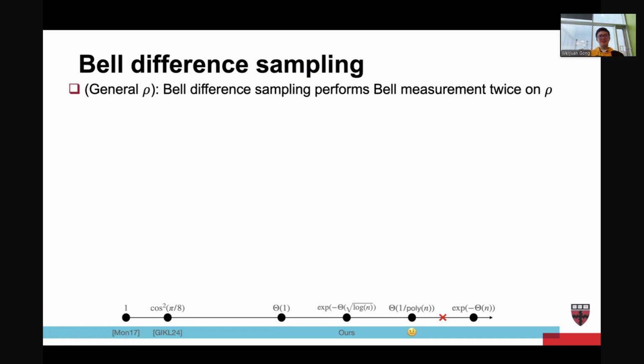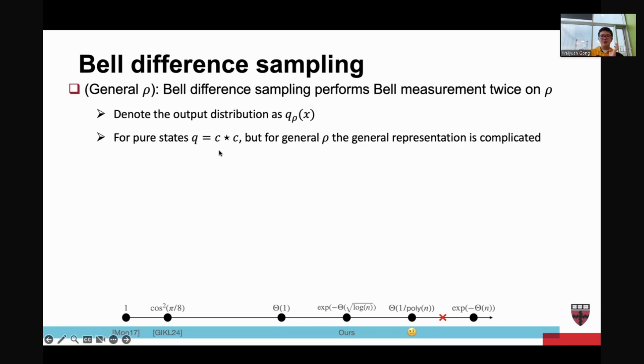We kind of generalize it. In the previous slides it was only for pure states, but now for Bell difference sampling we consider a general state rho. Bell difference sampling will perform Bell measurement twice on this rho, and we denote the output distribution to be Q rho x. For the pure state, it's just the convolution between two Cs, as we said in the previous slide. But for general rho, we don't know how to represent this Q rho in general. There are two properties for this Q rho.